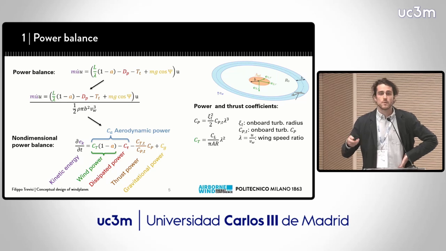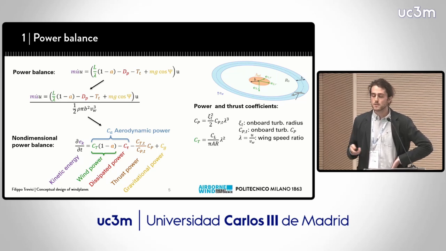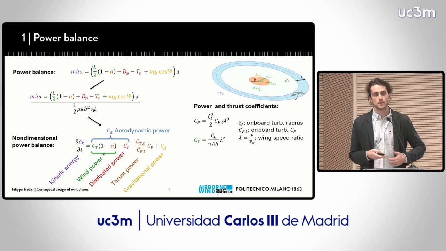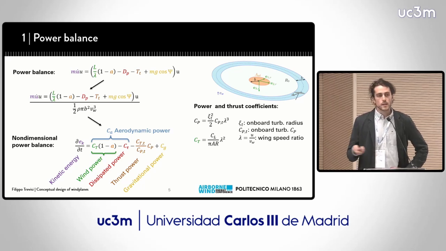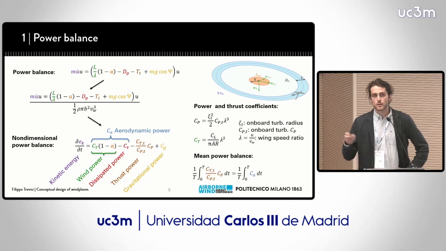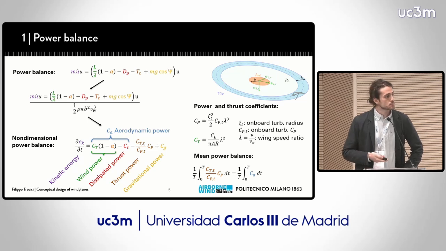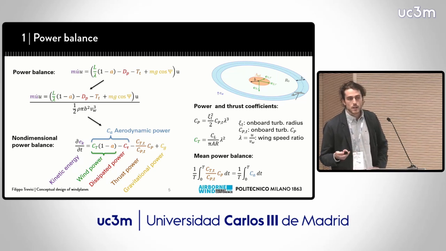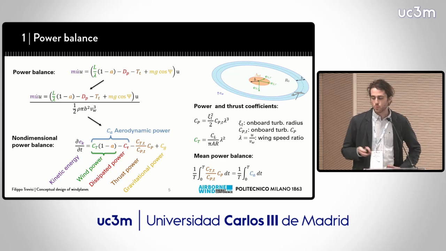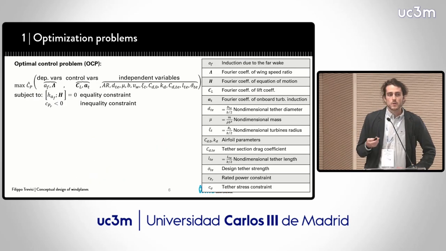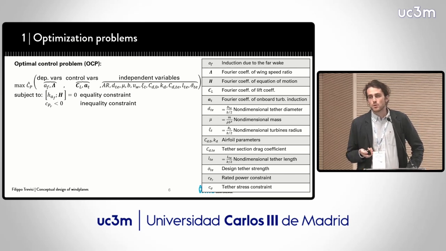The power coefficient is a function of the power coefficient of the onboard turbines and also their non-dimensional radius, and of lambda, the wind speed ratio, so how fast the plane is flying compared to the wind speed. If we integrate this expression over the loop, over the trajectory, then we have just a balance between the electrical power and the aerodynamic power, which is actually what we want to look for, this balance.